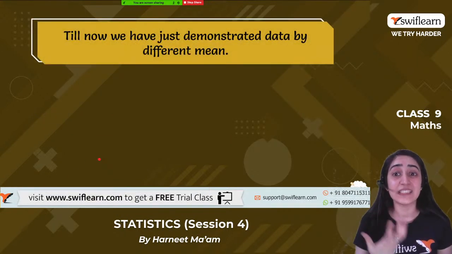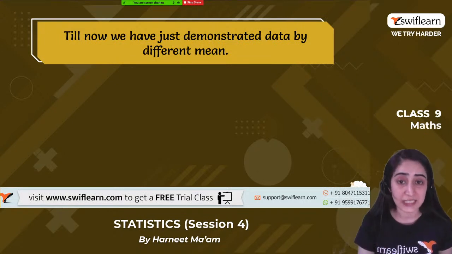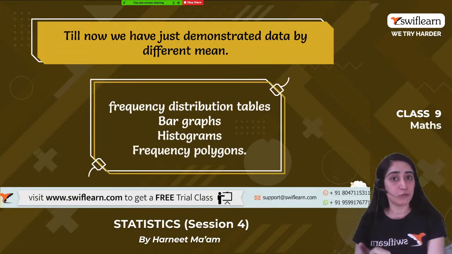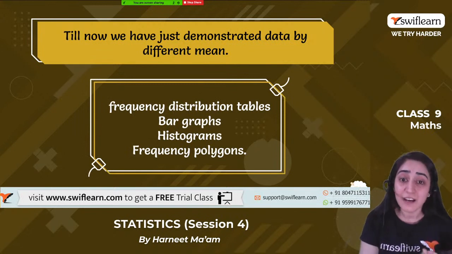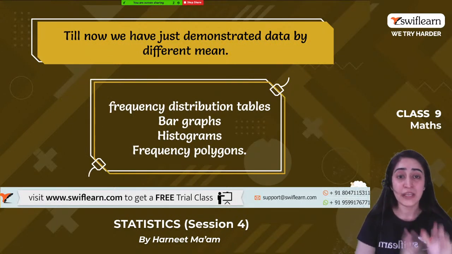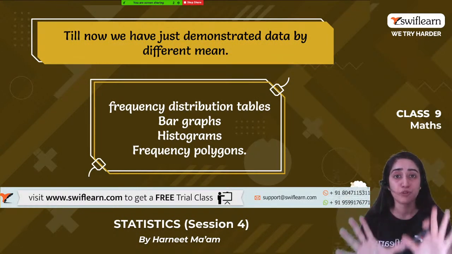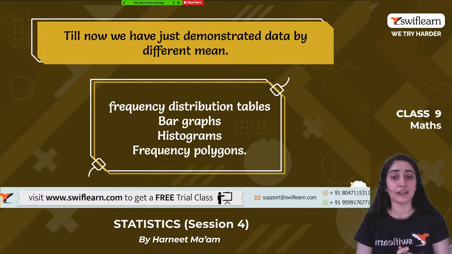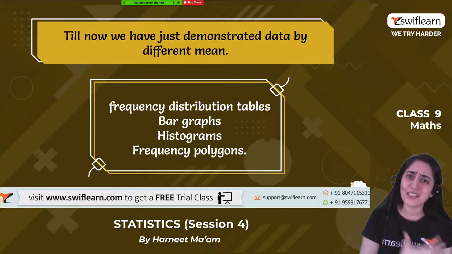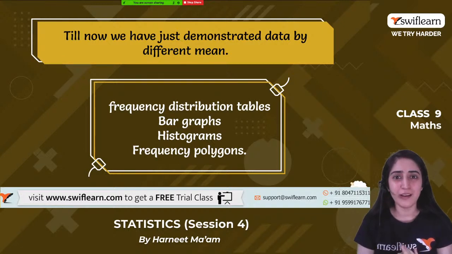Before going that, till now we have just determined the data with different means. जैसे कि फ्रीक्वेंसी डिस्ट्रीब्यूशन टेबल हमने बनाया, बार ग्राफ बनाया, हिस्टोग्राम बनाया और फ्रीक्वेंसी पॉलीगन बनाए. तो हम हर चीज को विजुअलाइज कर रहे थे और डेटा को हम उसको पिक्चर की तरह, ग्राफ की तरह रिप्रेजेंट कर रहे थे. बट हर एक चीज को ग्राफ में रिप्रेजेंट करते रहेंगे तो क्या होगा? कोई प्रॉब्लम तो नहीं है, बट हर चीज में ग्राफ दिखाते रहेंगे तो मोनोटोन नहीं हो जाएगा?